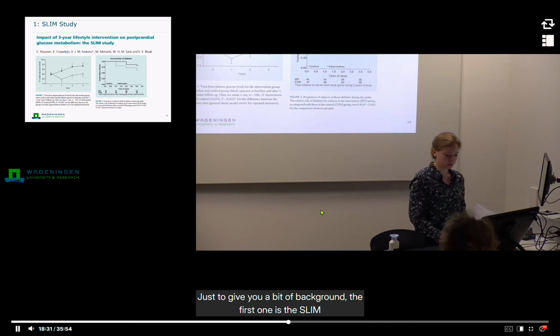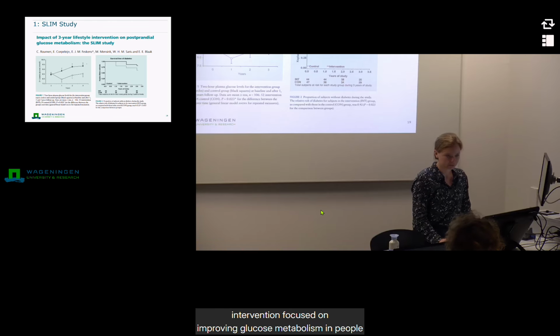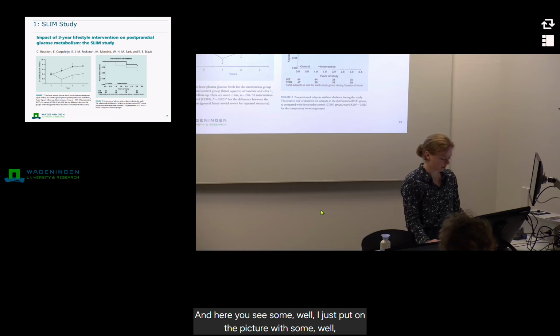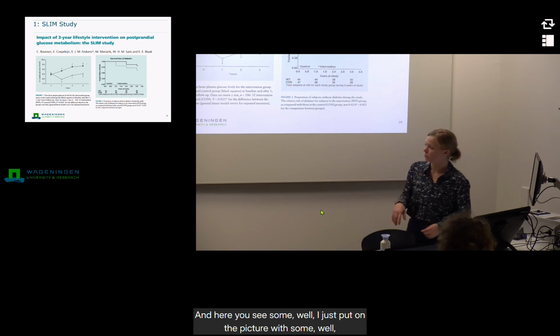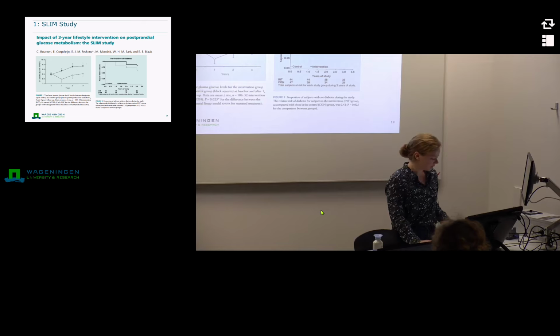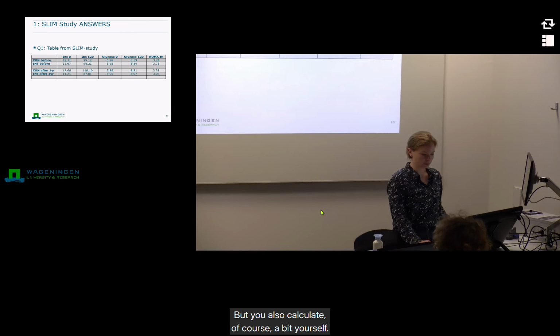Just to give you a bit of background, the first one is the SLIM study, which was actually a 3-year lifestyle intervention focused on improving glucose metabolism in people who are at high risk of developing type 2 diabetes. And here you see a picture with the main results of the study. But you also calculate a bit yourself.